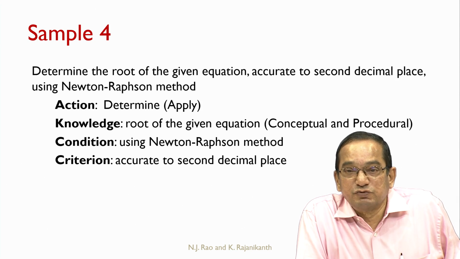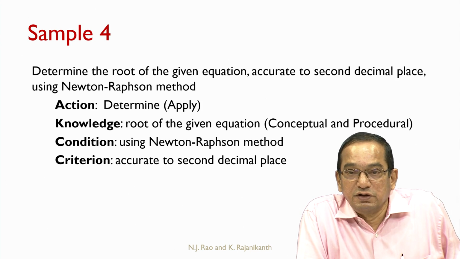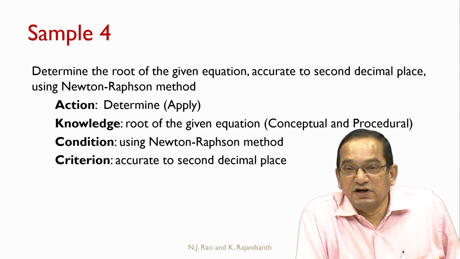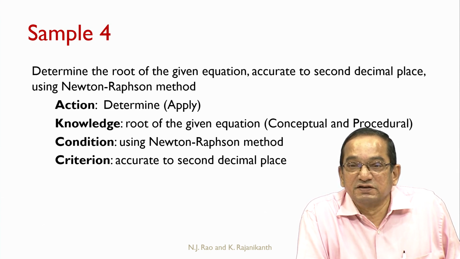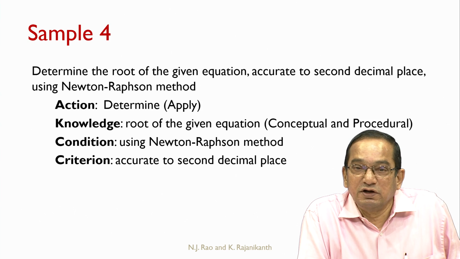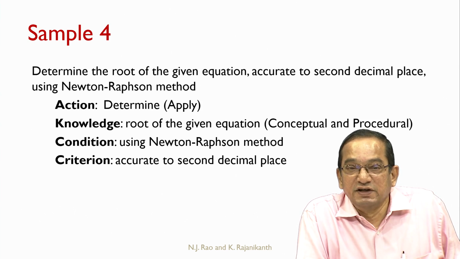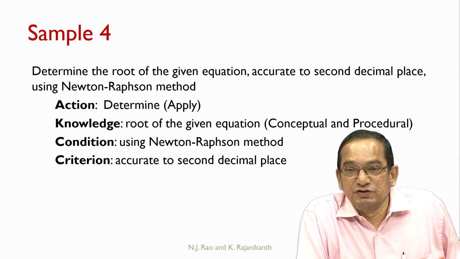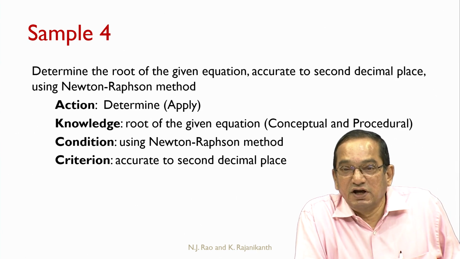Further, it also specifies a criterion. The computed root must be accurate to second decimal place. So, it is not adequate if the student is able to use Newton-Raphson method. The produced result must be accurate to second decimal place. So, there is a specific performance criterion mentioned in the outcome statement. So, this statement has all the 4 elements: action, knowledge, condition and criterion.